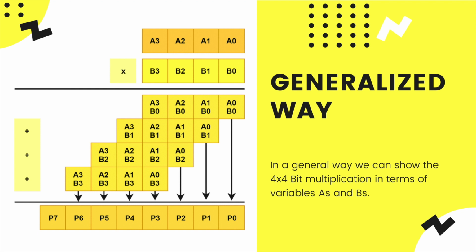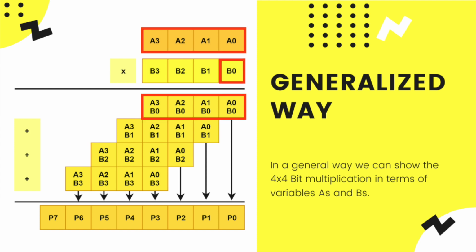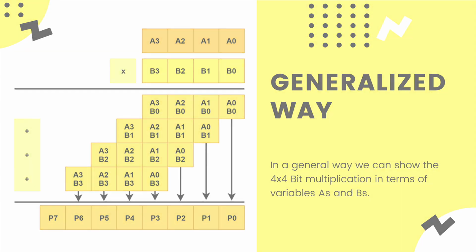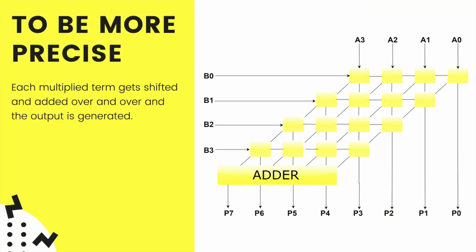To represent this in a more general way, let us take two numbers A and B with digits A0, A1, A2, A3 and B0, B1, B2, B3 respectively. B0 gets multiplied with A0, A1, A2, A3. Similarly B1, B2, B3 get multiplied with the respective terms of A and our output comes out to be P7, P6, P5, P4, P3, P2, P1, P0. Each term gets shifted and added.